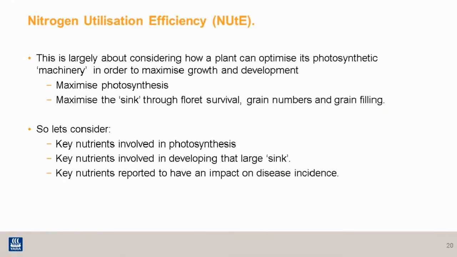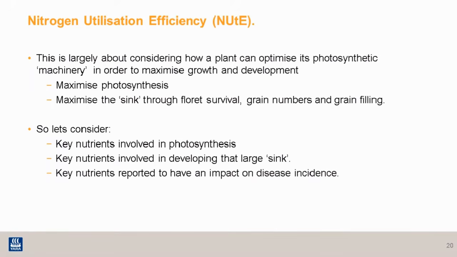So we're really going to think about the utilization part when it comes to the photosynthetic machinery of the plant and growth and development. So really we need to think about how we maximize that photosynthetic process in our crops, and how we maximize the sink, which is really about all those florets that are being initiated now, in terms of how many of those survive, how many of those come into grain numbers, and then how many of those actually end up with grain fill. So yeah, key nutrients that are involved in photosynthesis, key ones that are involved in developing that large sink.